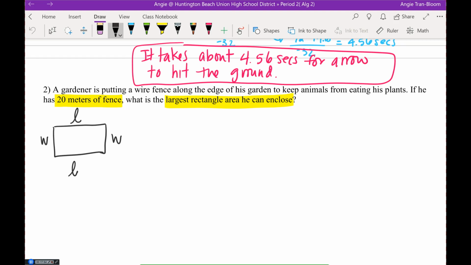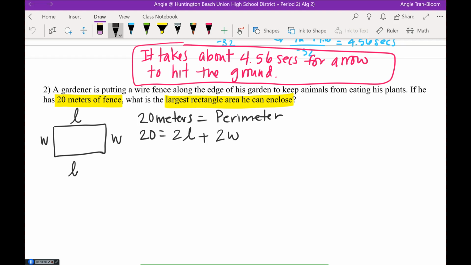Well, I have 20 meters of fence. What do I use that for? Perimeter. You're right. 20 meters equals perimeter. Now, do I know the formula for the perimeter of a rectangle? 20 equals what? Remember, perimeter is just adding up all the sides, so 20 equals 2L plus 2W.